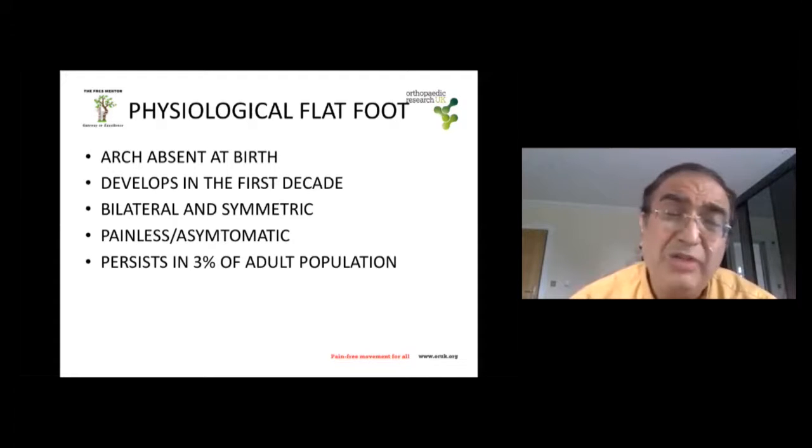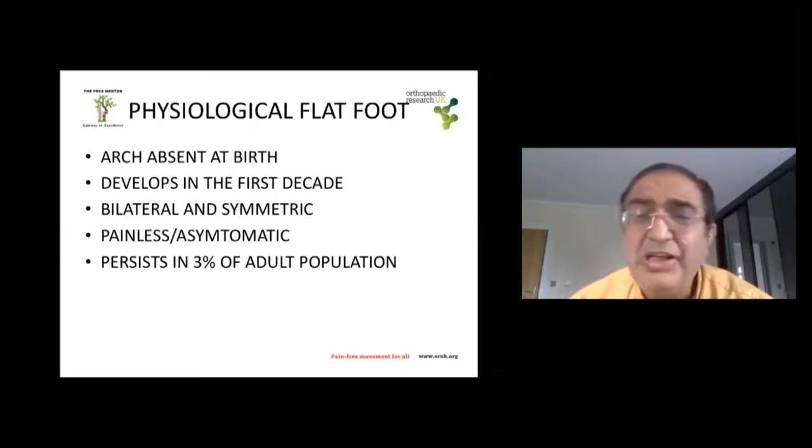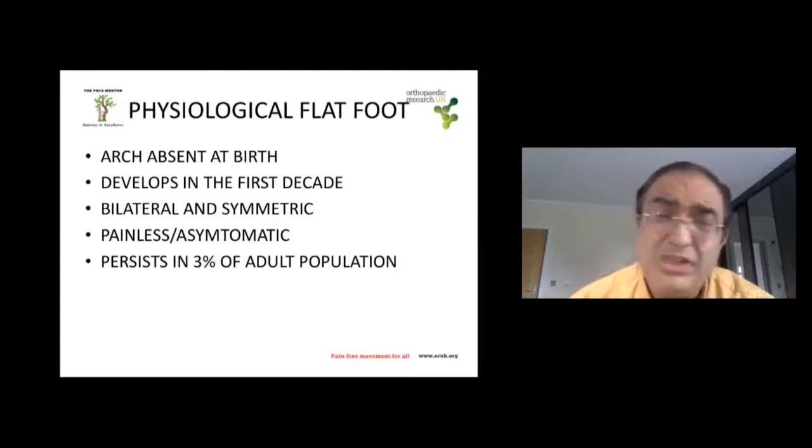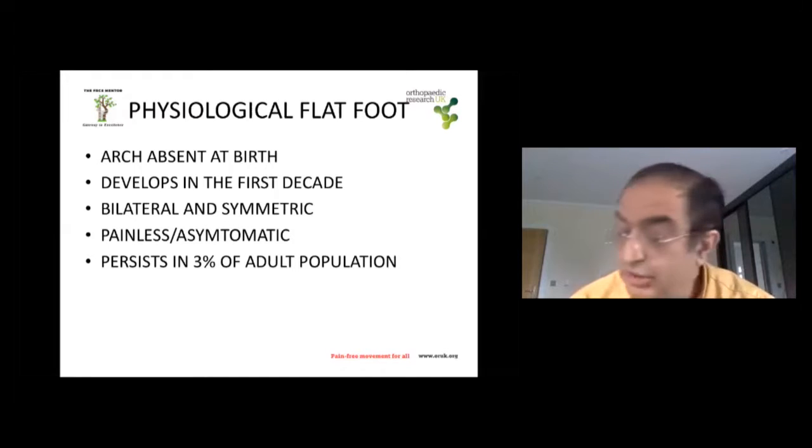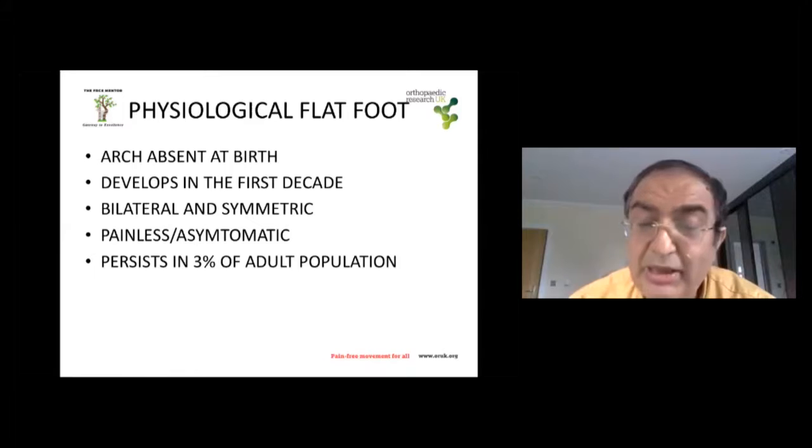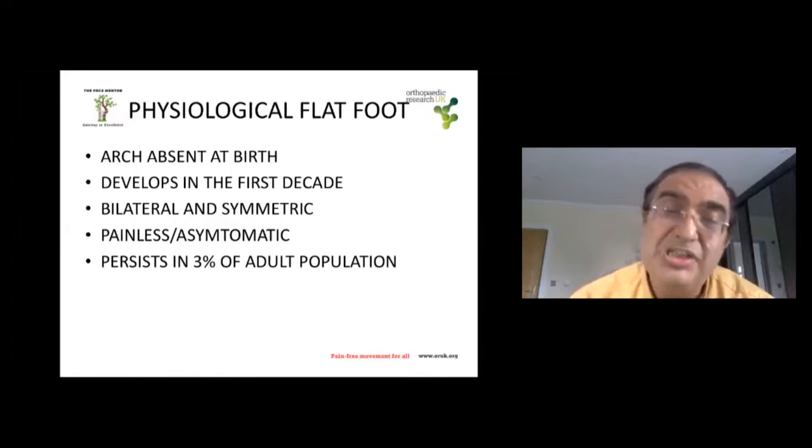So that's why when you get referrals of a 6-year or a 5-year-old child with a flat foot, you just have to reassure them, because the arch can take up to 10 years to develop. So the important thing about this flat foot is it's bilateral, it's asymptomatic, and about 3% persists in the adult population.